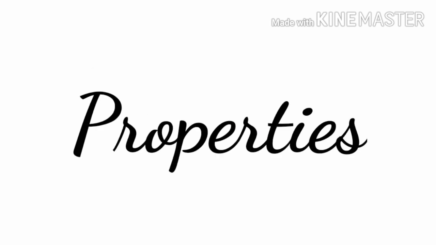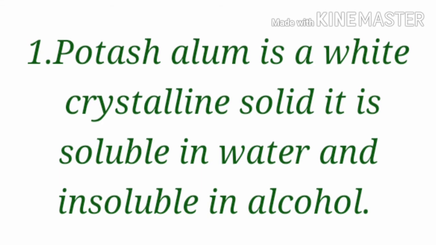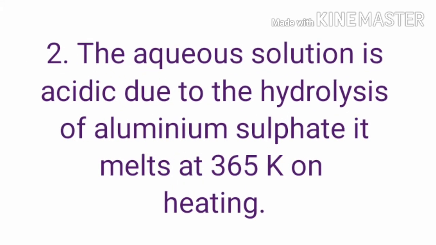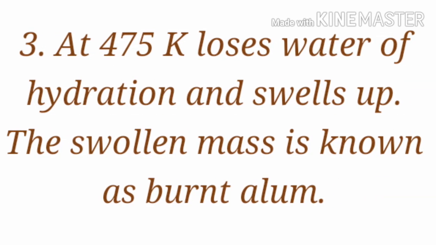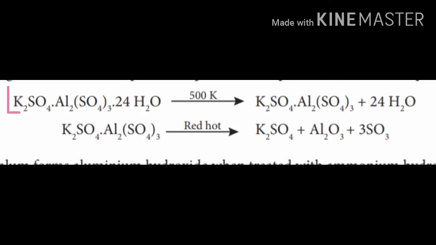Now, properties of alums. Potash alum is a white crystalline solid. It is soluble in water and insoluble in alcohol. Second, the aqueous solution is acidic due to the hydrolysis of aluminium sulphate, and it melts at 365 Kelvin. At 475 Kelvin, it loses water, and finally it is called burnt alum. Then when it is heated to red hot, it decomposes into potassium sulphate, alumina and sulfur trioxide.